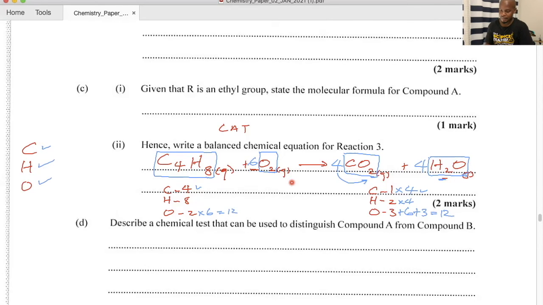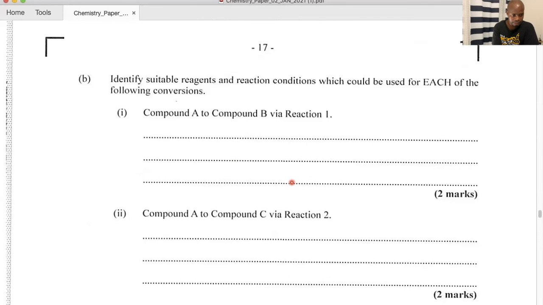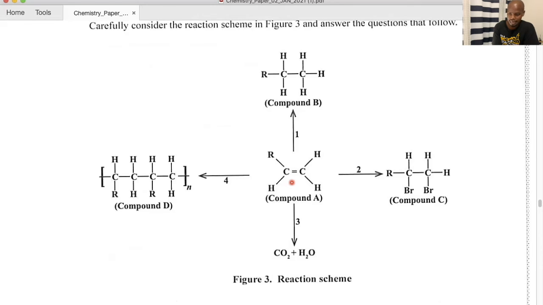And then in the last question, part D, we're supposed to describe a chemical test that can be used to distinguish between compound A and compound B. All right, so we know what compound A is already. Compound A has the carbon-carbon double bond, yes. And compound B does not have a carbon-carbon double bond.